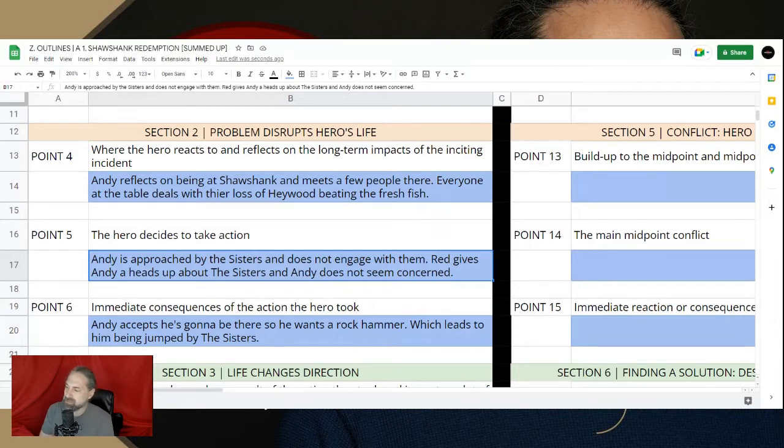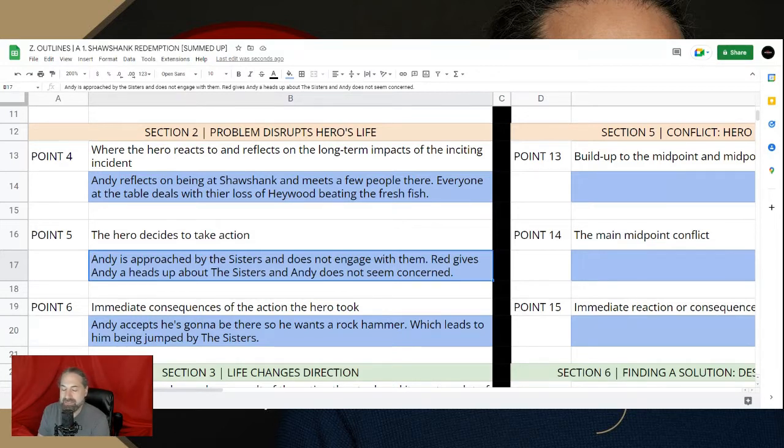Andy is approached by the sisters and does not engage with them. Red gives Andy a heads up about the sisters, and Andy does not seem concerned. So again, Andy doesn't have to say, I don't like the sisters. I'm not going to go after the sisters. They could try, but I'll take them out.